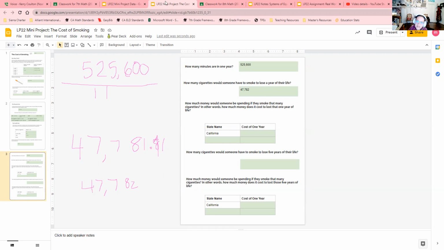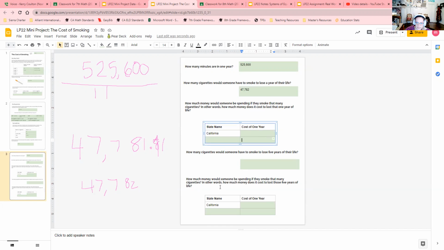How much money is someone spending if they smoke that many cigarettes? In other words, how much money does it cost to lose that 1 year of life? So in California, we're going to figure out the cost of 1 year of smoking. You will do the same for your other state. And then you're going to do the same process to figure out 5 years. So how much money does someone spend if they smoke that many cigarettes in 1 year?